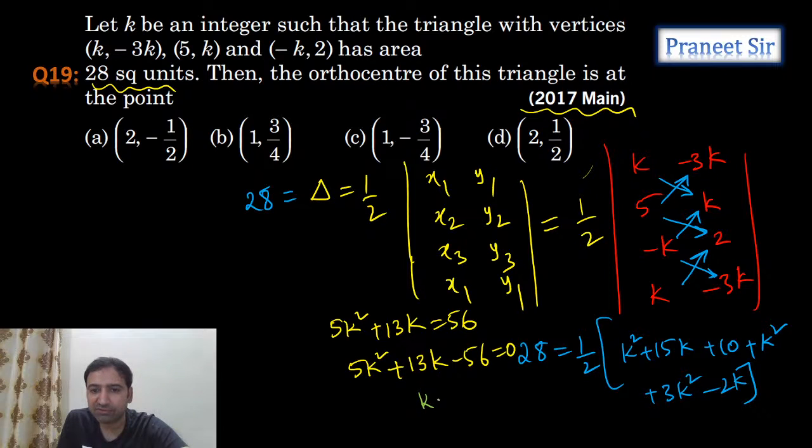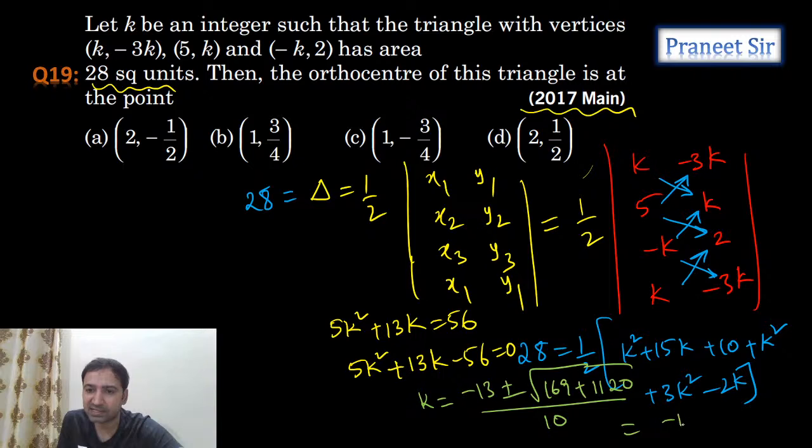So we can solve for the k value, guys. k is minus 13 plus or minus square root of b square, that is 169, plus 4ac, that is 4 times 5 is 20, 20 times 56 is 1120, by 2a. 2a is 10. So now let's simplify this. Minus 13 plus or minus, when we add this, we get 1289. What is the square root of 1289, guys?